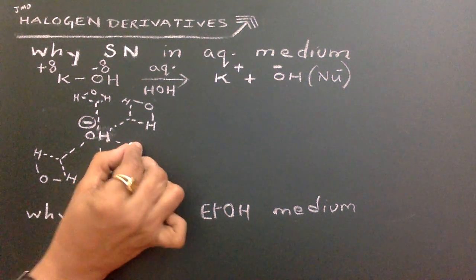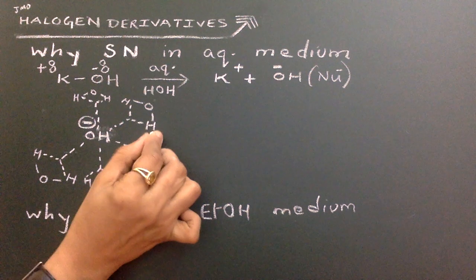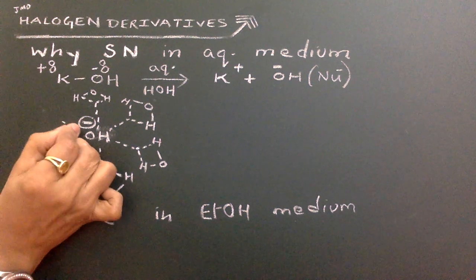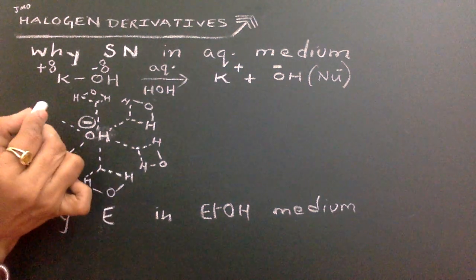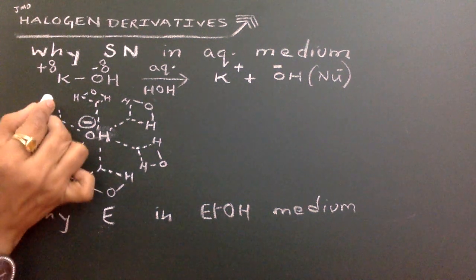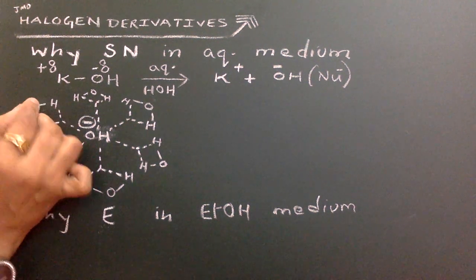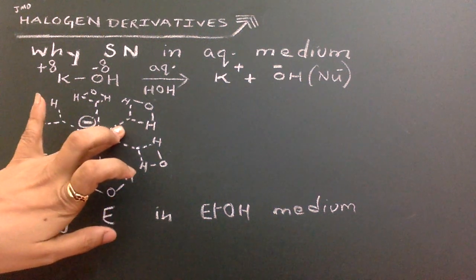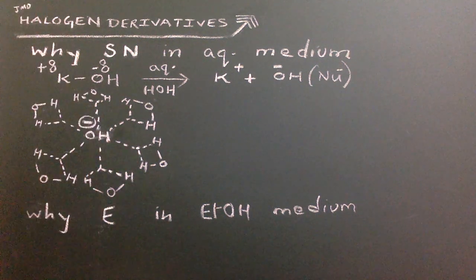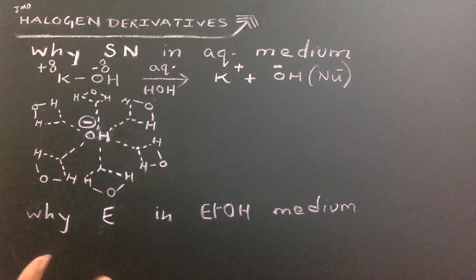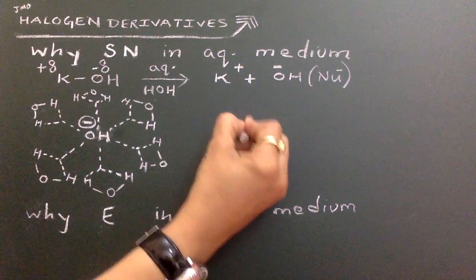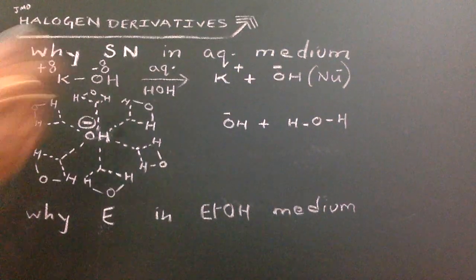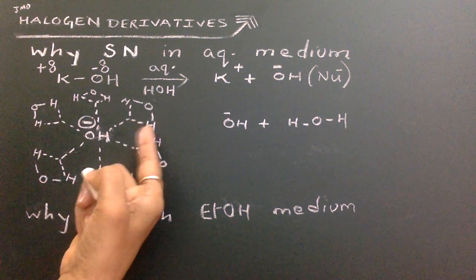Again here, a molecule of water. See how well the water molecule is surrounding this OH minus from all sides, and the OH minus gets completely hydrated. Because it is hydrated, what can happen? OH minus can take a proton from water. It has formed an intermolecular hydrogen bond with water.